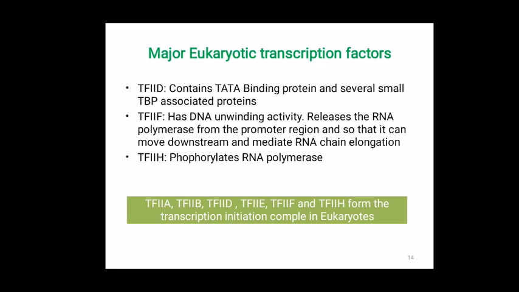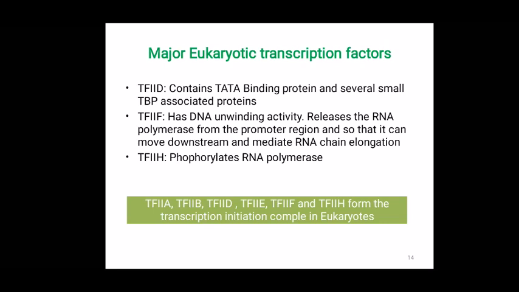So here we will see some examples of transcription factors. Here we see the transcription factors associated with RNA polymerase 2. The 3 factors are TF2D, TF2F and TF2H. So TF stands for transcription factor, 2 stands for RNA polymerase 2 associated, and D identifies the individual factor. TF2D contains TATA box binding protein and several small TATA box binding protein associated interaction sites.